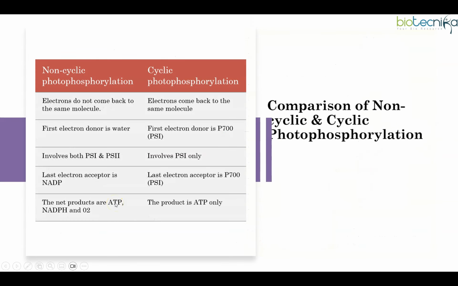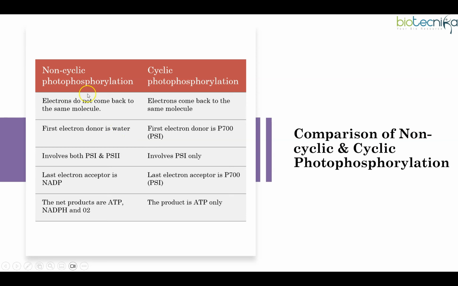Let's compare both of these, cyclic and non-cyclic. In non-cyclic, electrons do not come back to the same molecule, whereas in cyclic, electrons come back to the same molecule. In non-cyclic, the first electron donor is water, because that is the source of electrons, but in cyclic we are directly getting the electrons from PS1. Non-cyclic involves both PS1 and PS2, cyclic involves only PS1. The last electron acceptor in non-cyclic is NADP, but in cyclic there is no last electron acceptor since it goes in cycles.